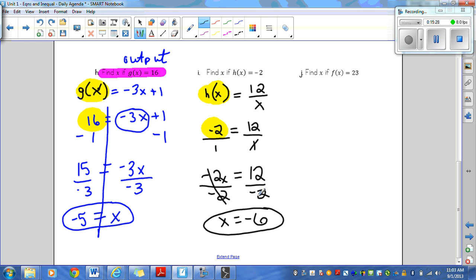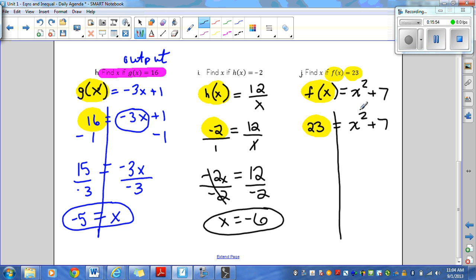And the last one, I have f of x. And I remember from above that it's x squared plus 7. And again, I know that answer is going to be 23. So I'm going to plug 23 in for the answer. Same type of thing, you draw your line, you circle your variable because you can't touch it.